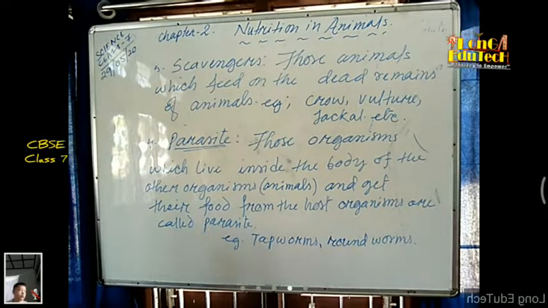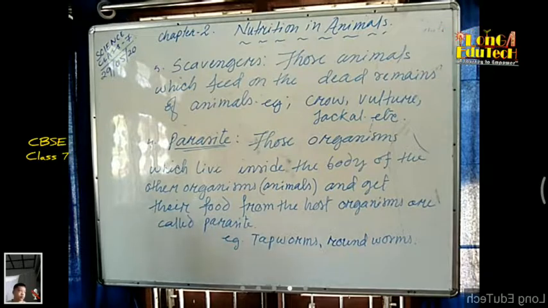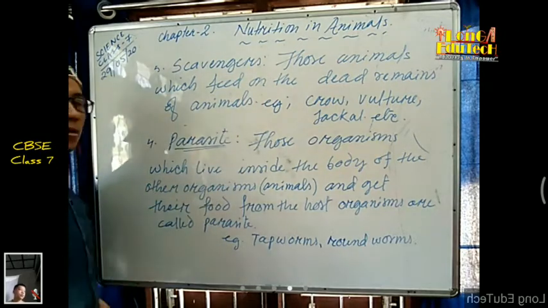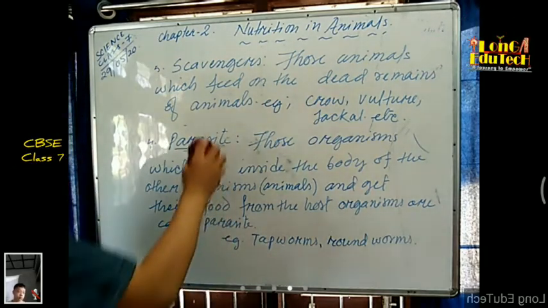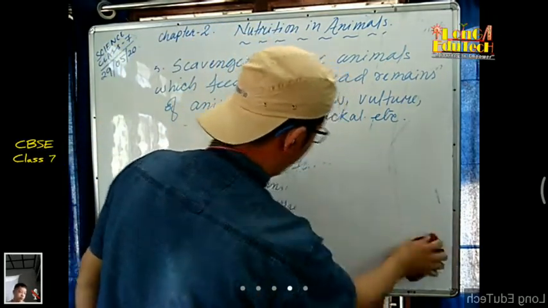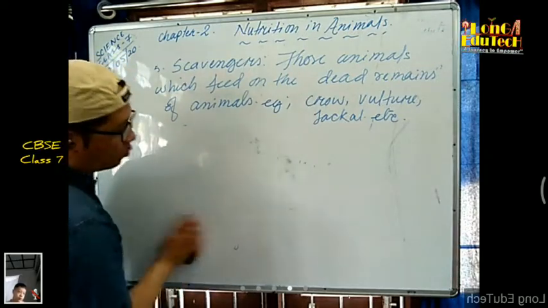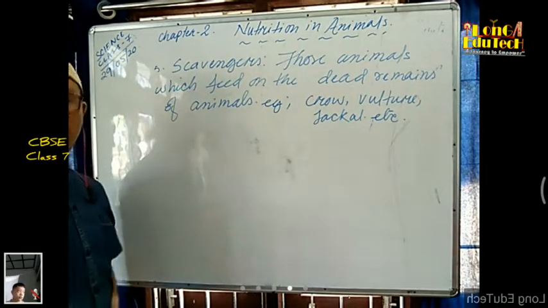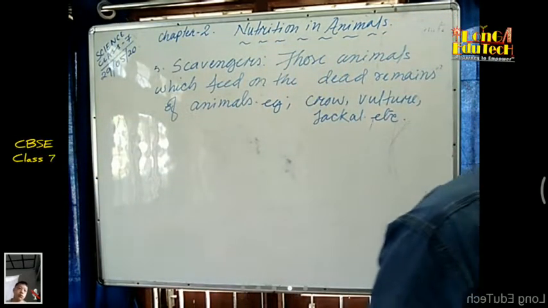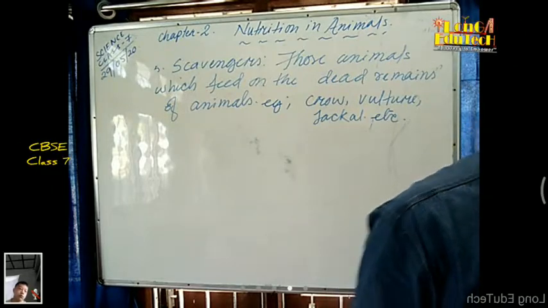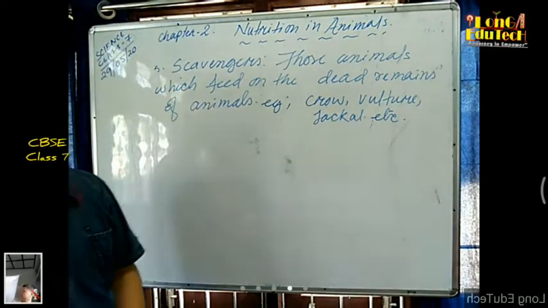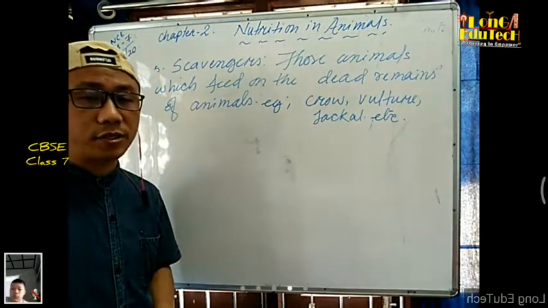Now we are going to come to the mode of nutrition. So now understand scavengers and all, and if you have any questions, you can raise them. Now let us go to animal nutrition. What it consists of and what the organs are that are used in animal nutrition. So let us write down this: animal nutrition.